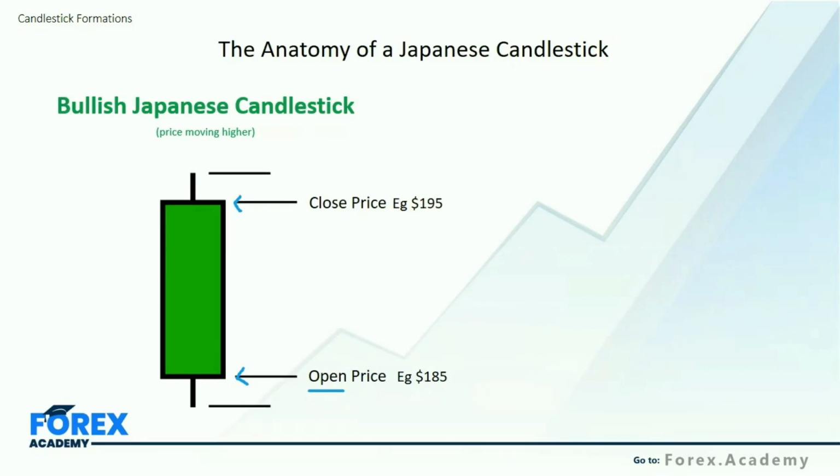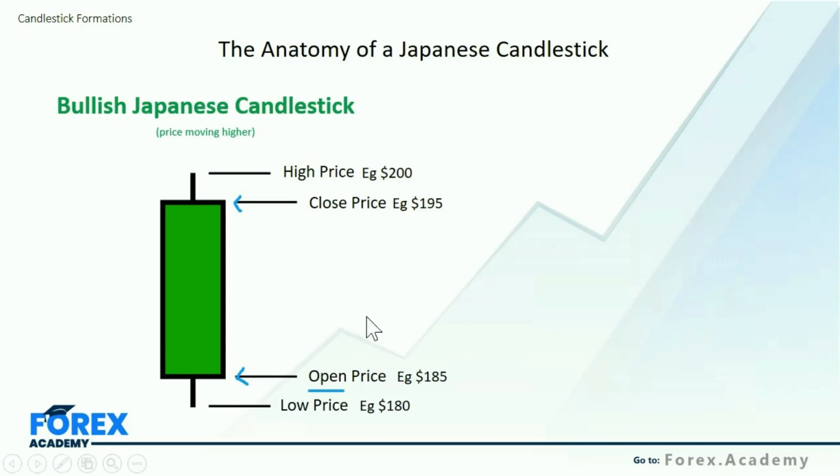However, there are two more aspects to each and every candlestick that you need to be aware of. The first is that each candlestick will have a high price. Let's say, for example, over the course of this candlestick, the price peaked at $200 before pulling back a little bit and then closing at the $195 level. So it records the high price. And the final piece of this jigsaw is that each and every candlestick, especially a bullish Japanese candlestick, will have a low price. This is the lowest price that this market will have achieved over the course of this time period.